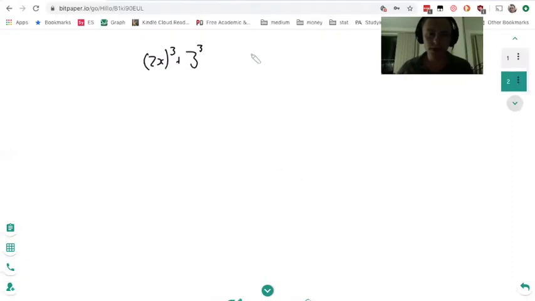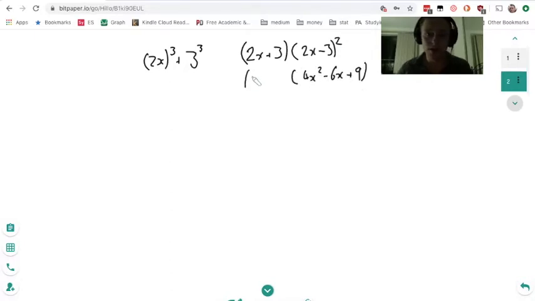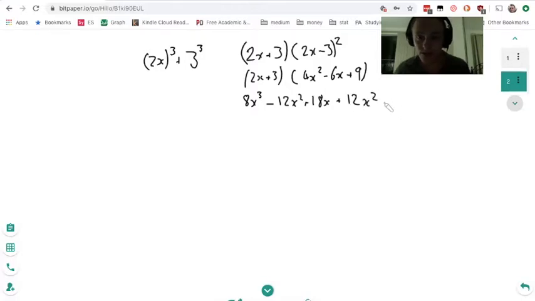Okay, let's take a guess. Something like this, 2x plus 3, and we're going to have here, perhaps, 2x minus 3 squared. Let's explore. So on this, I have 4x squared minus 6x plus 9. 2x plus 3, distribute the 2x. So I have 8x cubed minus 12x squared plus 18x. And then I have plus 12x squared. This is looking promising. Minus 18x plus 27. 12x squared, 18x, negative 18x. That leaves me with 8x cubed and 27.